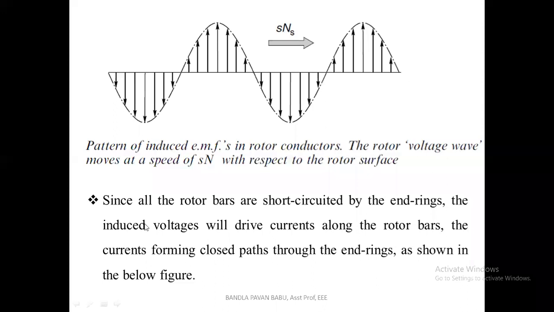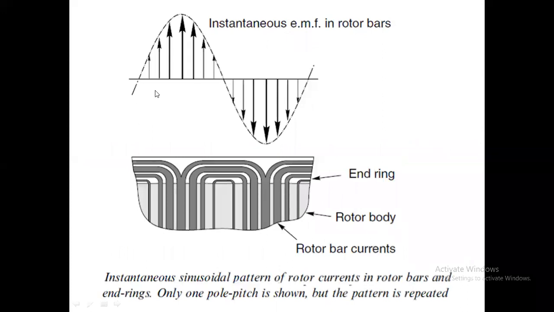Since all the rotor bars are short circuited by the end rings, in the case of the squirrel cage, the induced voltages will drive currents along the rotor bars, and the currents forming closed paths through the end rings are shown in the figure. Look at the second diagram. These are the end rings, which we have seen as A and B in the ladder diagram. So the end rings are the closed paths. This is the rotor body and the rotor bar currents, and how they are traversing there.